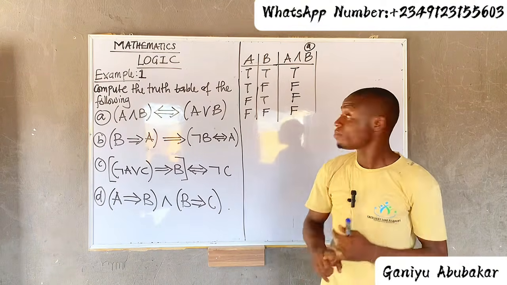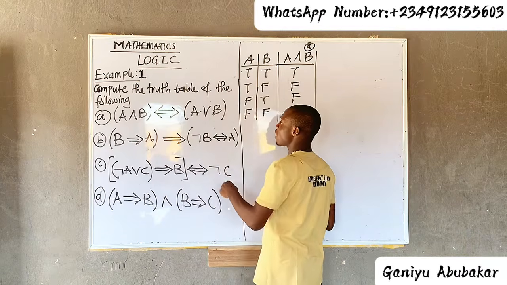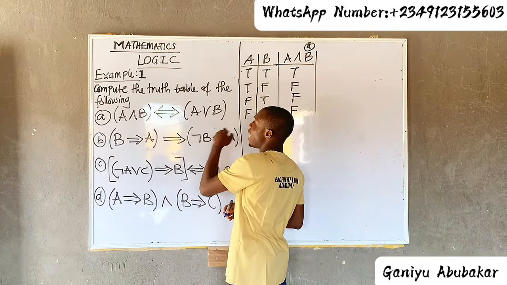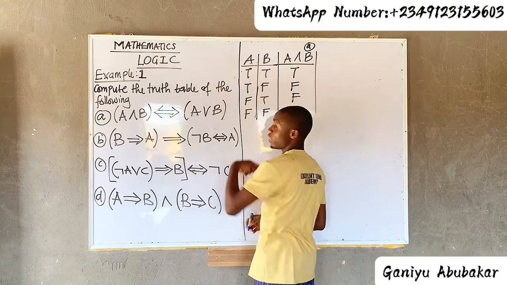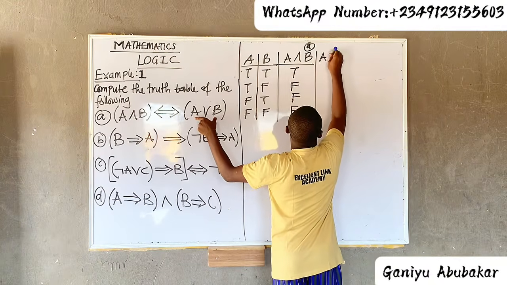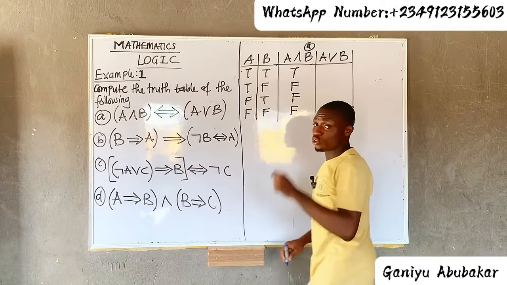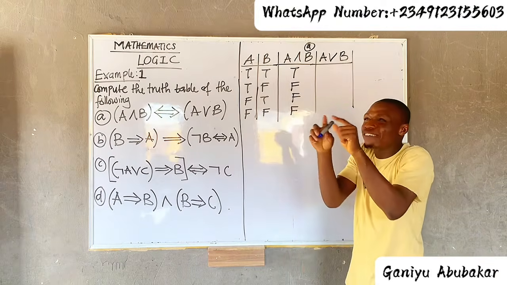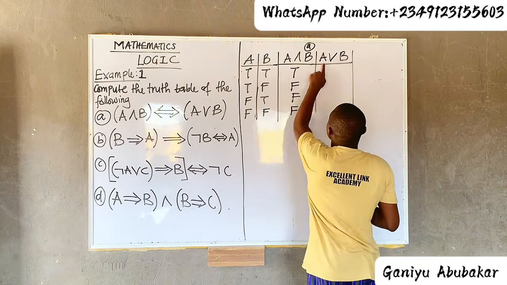I'm done, please. Next up, before I find everything together, I have to find them individually. Find this first, and connect them together. So let's find A or B. We said for or, at least one true. If that thing has a true, the end product becomes true. This is A or B.